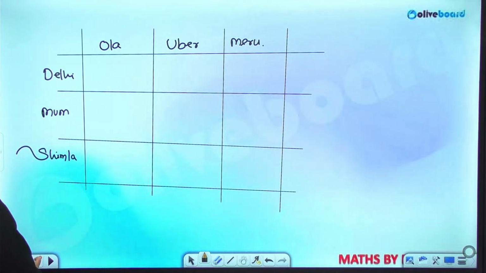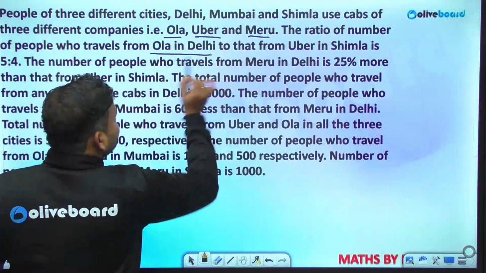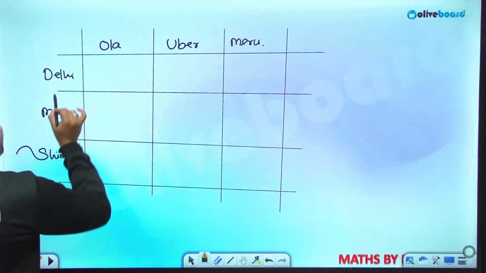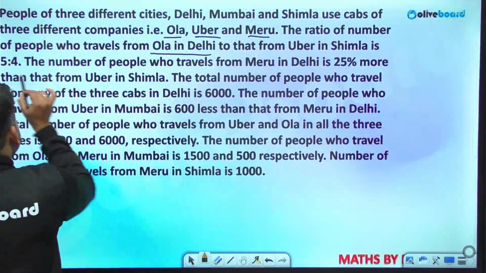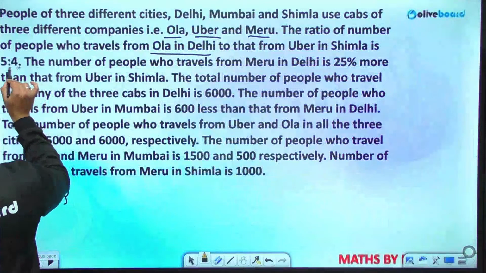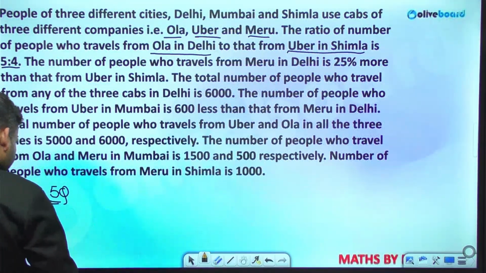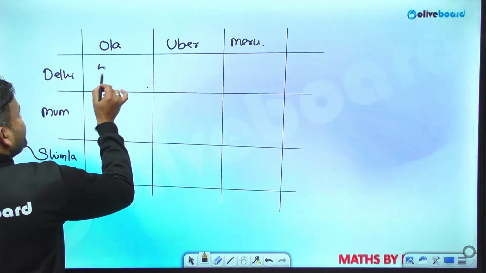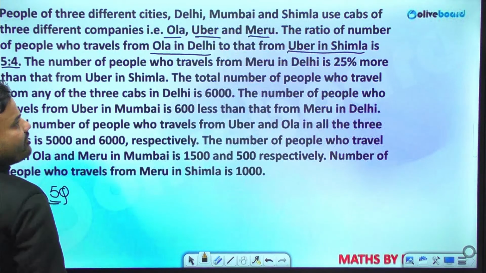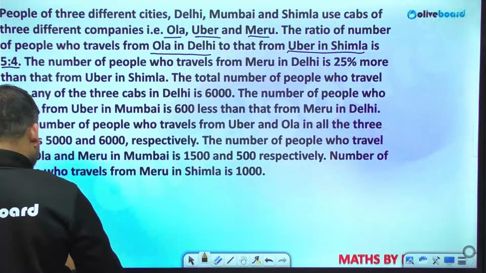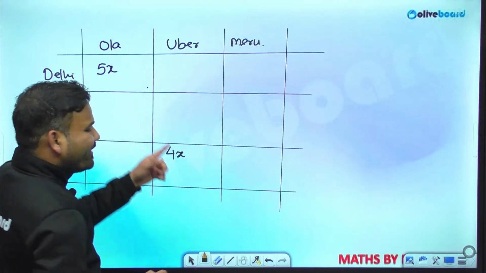आगे हमारा very first question. The ratio of number of people who travel from Ola in Delhi, this value, to that of Uber in Shimla is 5 and 4. Ola Delhi is 5x, and Uber in Shimla is 4x. तो ये दोनों वैल्यू का रेशियो में कंपैरिजन दे रखा है.